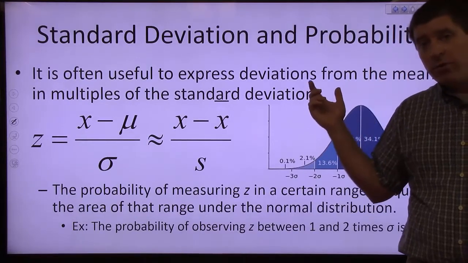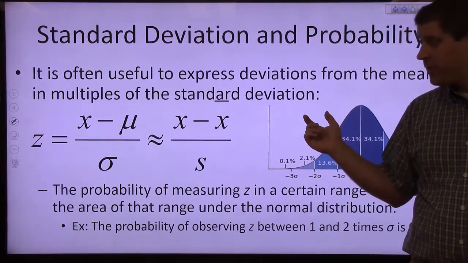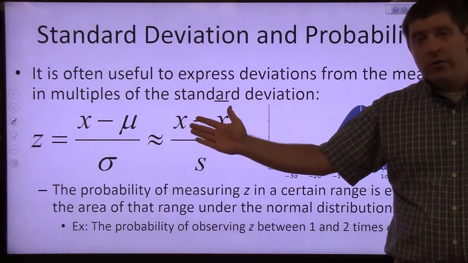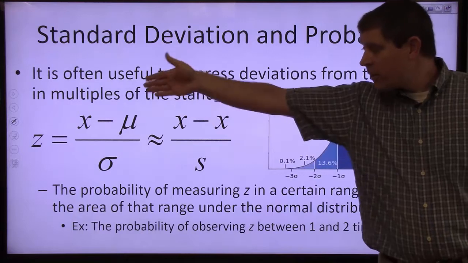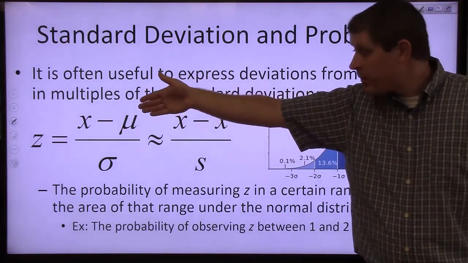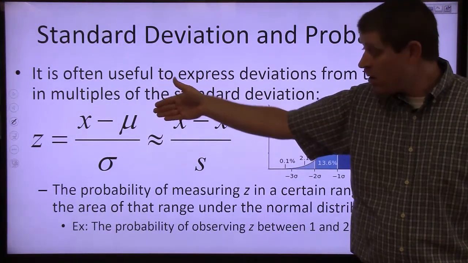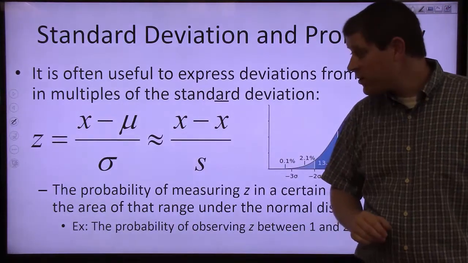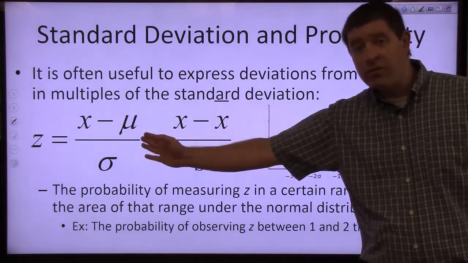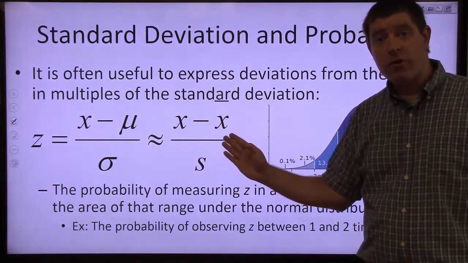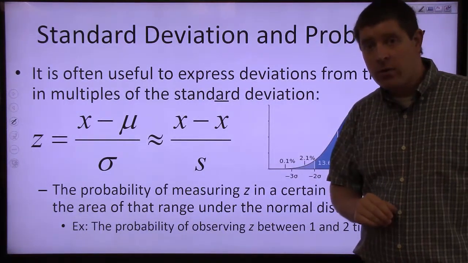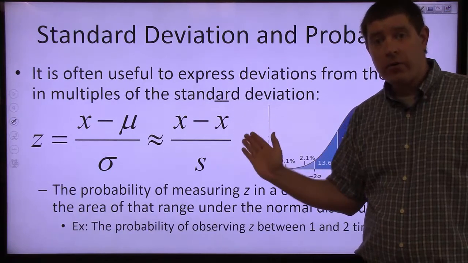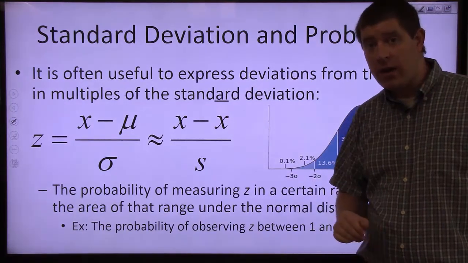Now, as you saw on the last slide, it's often useful to express our deviations from the mean in terms of multiples of the standard deviation. And that's what we call z, or the z-score. So the z value is equal to x, our data point, minus the mean, divided by the standard deviation. Likewise, we can write that for our sample instead of our population: x minus x bar divided by s, or our value minus the average divided by the standard deviation.